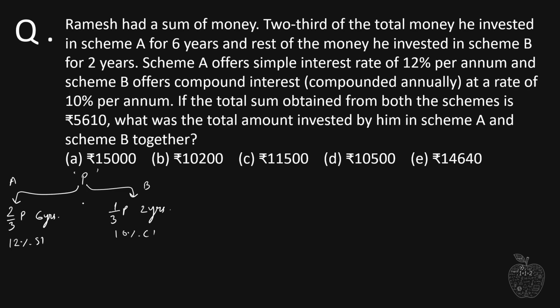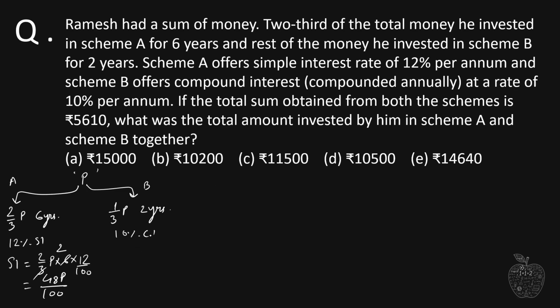So let's first calculate the interests here. We use the formula for simple interest, which is PNR by 100. So P here is 2/3P, into N, which is 6 years, into R, which is 12%, divided by 100. Now let's simplify. 3 2s are 6, so we get 48P by 100. We got our simple interest, which is 48P by 100.